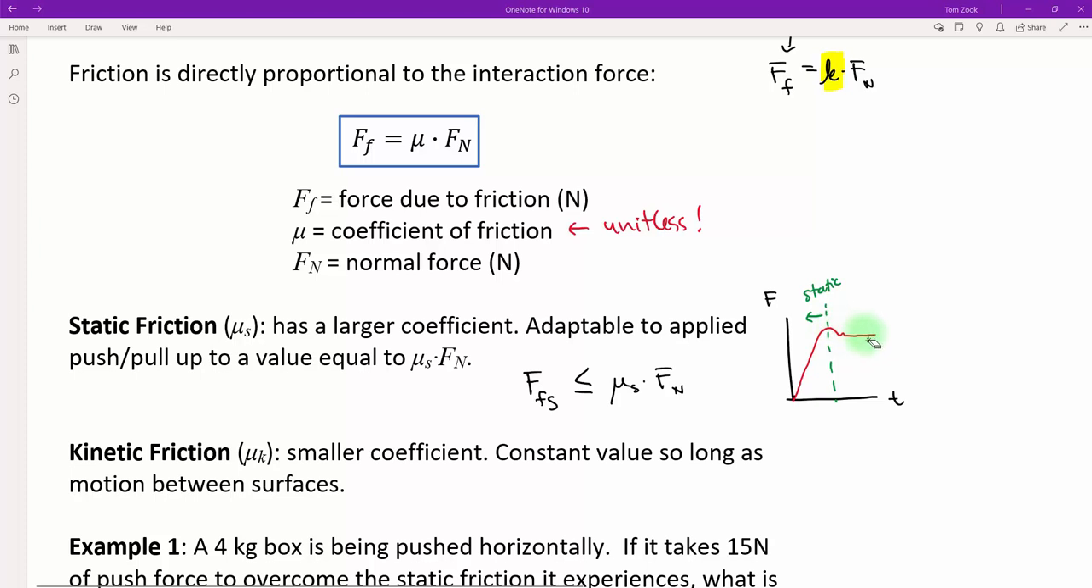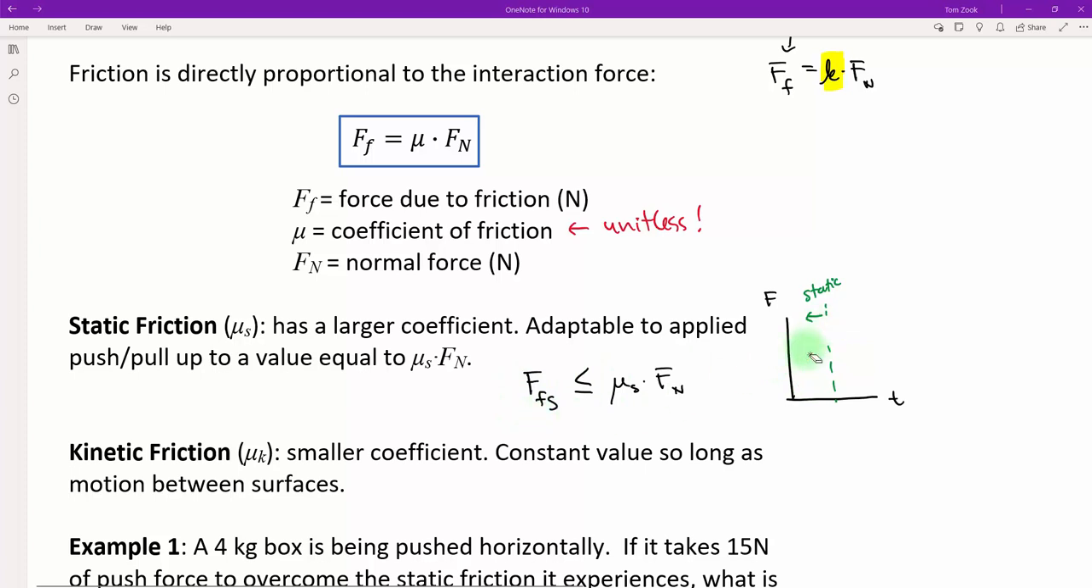Now, not all graphs look like that. Some people might be saying, Mr. Zook, my graph just looked like this. And in some cases, there's not that much friction, and so you pull hard enough that it goes into motion right away. But if you pull very, very gently, you get a force profile that looks like this. So this means that the amount of force you're pulling with was being counteracted by the static friction before it went into motion. As you pulled a little bit harder, friction increased until you got to this point right here.